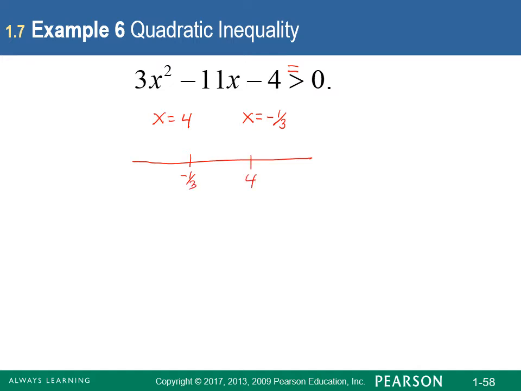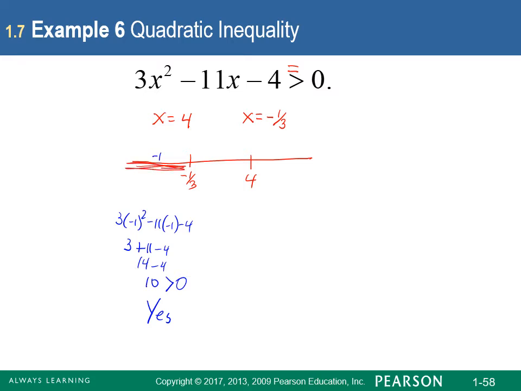If I test a number to the left of negative 1/3, such as negative 1, that would be 3 times negative 1 squared minus 11 times negative 1 minus 4, which would be 3 times positive 1. Negative times a negative is positive 11. 3 plus 11 is 14. 14 minus 4 is 10, and that is indeed greater than 0. So this region is part of the solution.